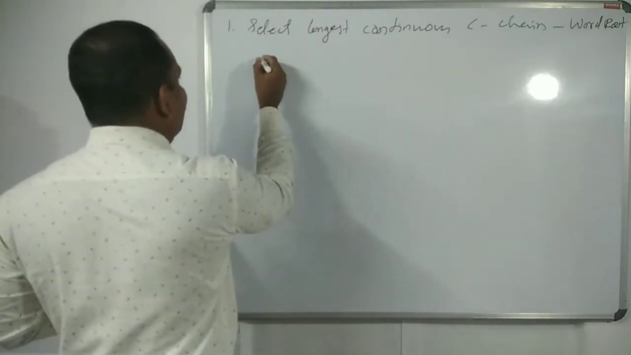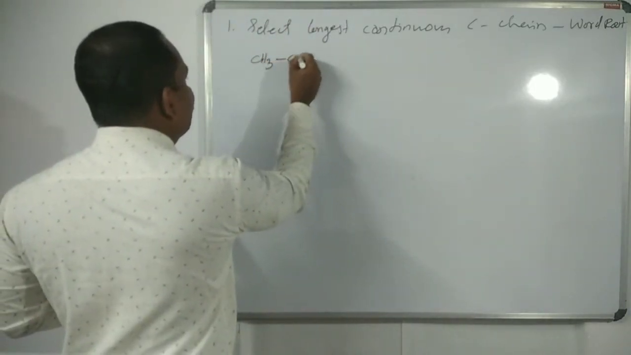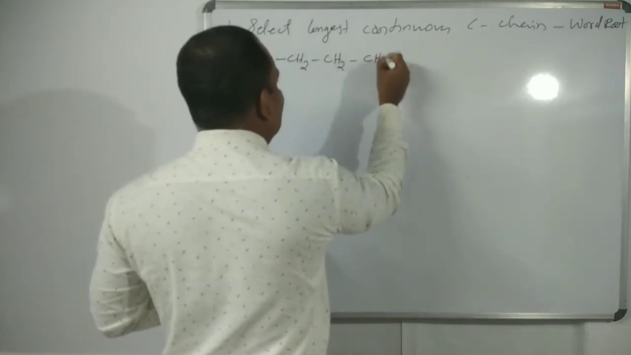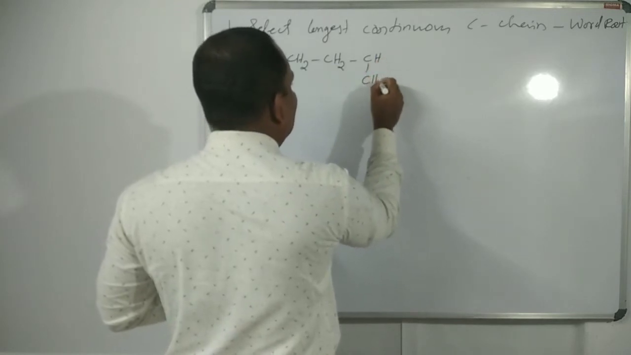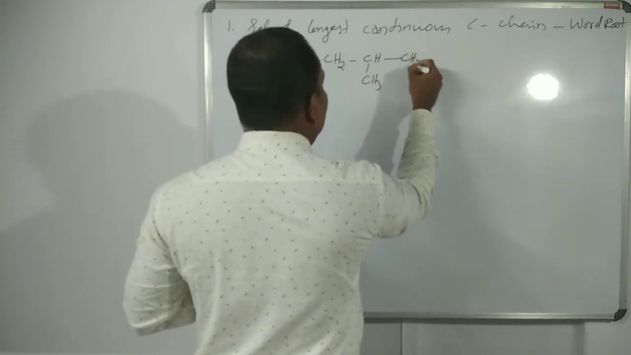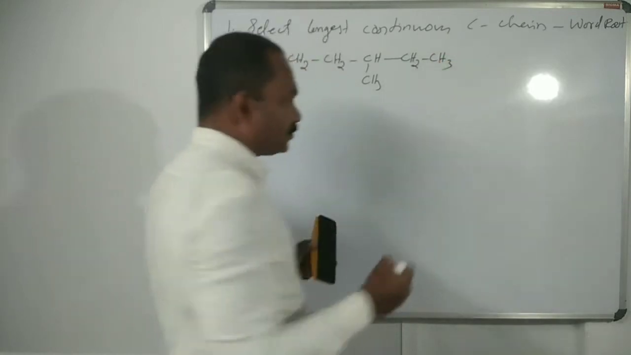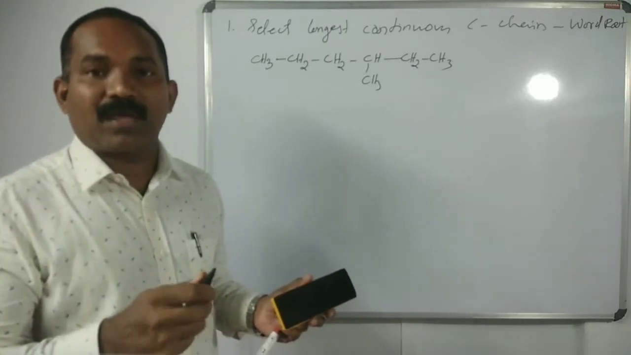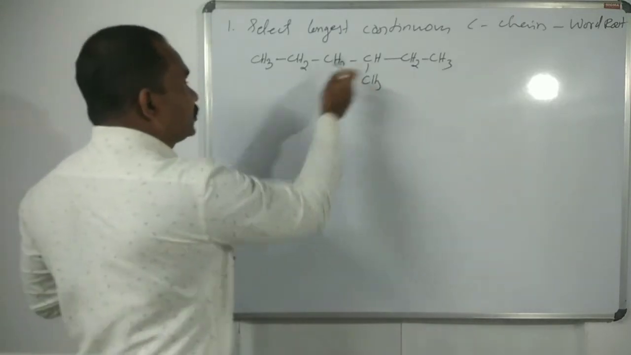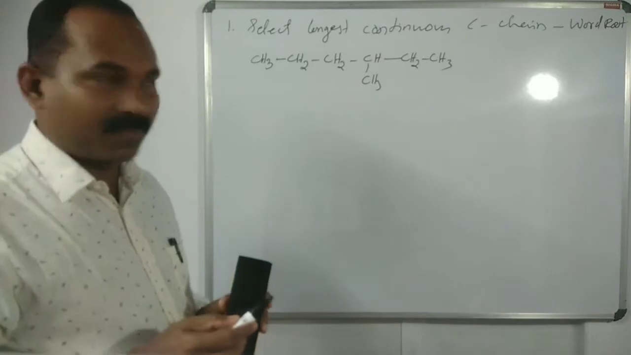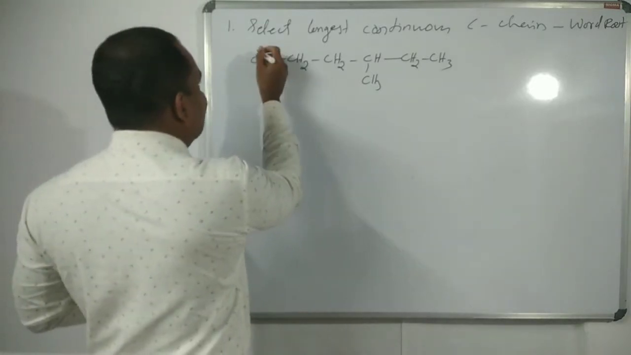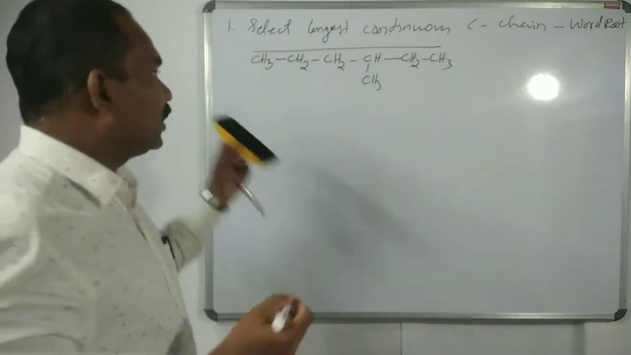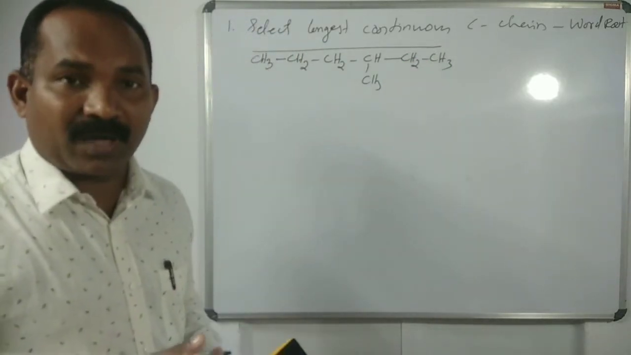Let's take one example. CH3, CH2, CH2, CH, CH3, CH2, CH3. This is an example of a branched hydrocarbon. Here is a branch. This is the straight, continuous carbon chain. You take that one as the longest hydrocarbon chain.